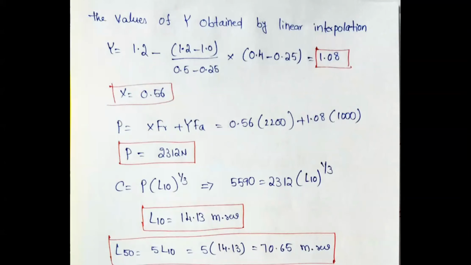Here you will get the value of 0.4, so I have to consider the values of 1 and 1.2. Please observe your data book. Y value equal to 1.2 minus 1.0 by 0.5 minus 0.25. The 0.5 and 0.25 values are the FA by C naught values, and 1.2 and 1 are the Y values. I am taking these values in order to know the exact Y value. X value is constant, that is 0.56.